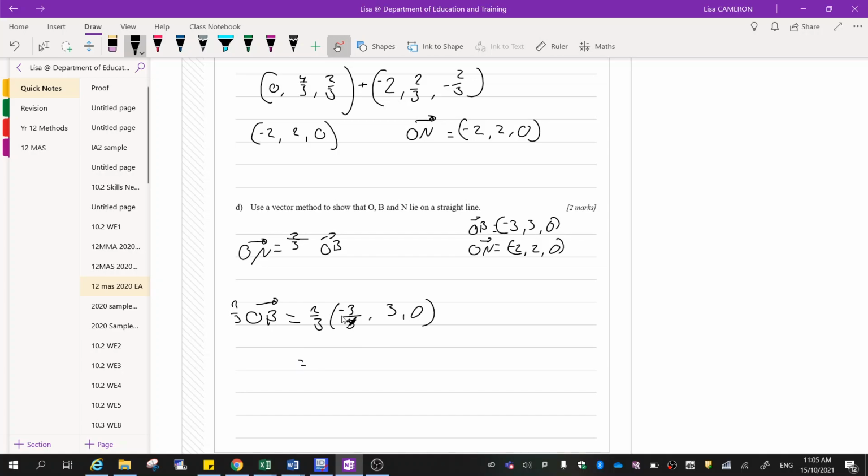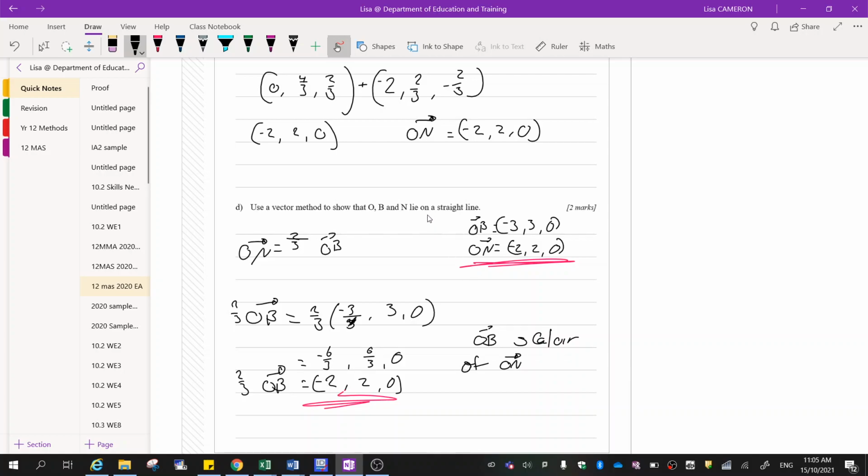Let's expand this out. So that becomes -6 on 3, 6 on 3, and 0. -6 on 3 is -2, 6 on 3 is 2, and that is 0. So although it is 2/3 of OB, that is actually equal to ON here. Same variables. So just by that you know that ON is a scalar of OB, and that's how you know that they lie on a straight line.